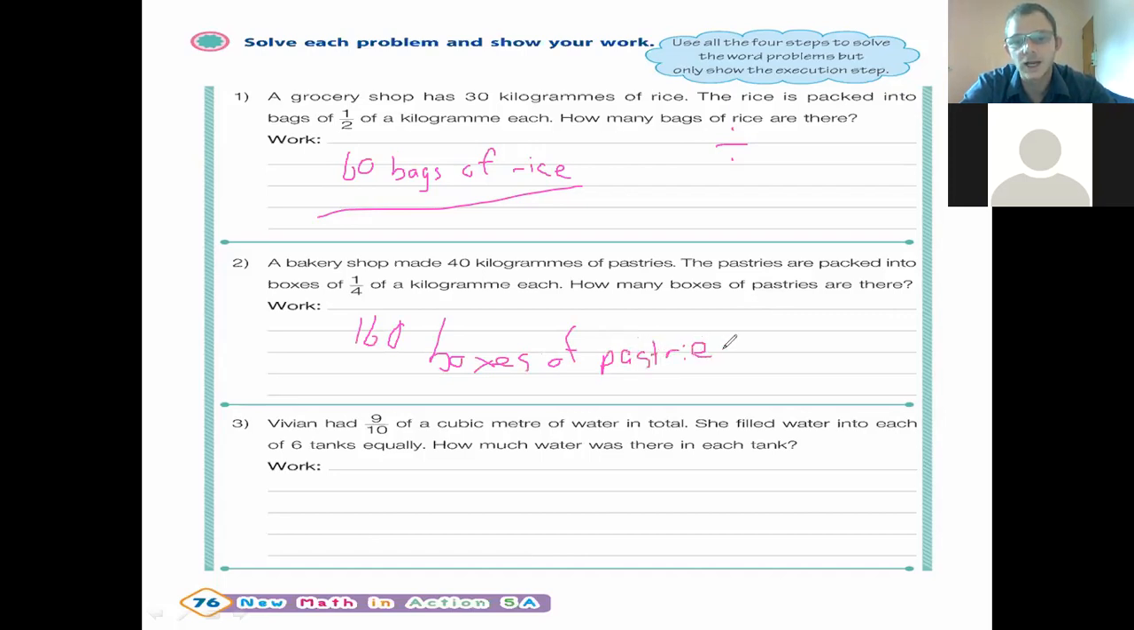Now, these are not answers that I know. These are the answers I just worked out as I read the problem. So I work them out as I read the problem. I solve them. So Vivian had 9/10 of a cubic meter of water in total. She filled water into each of 6 tanks equally. How much water was there in each tank?